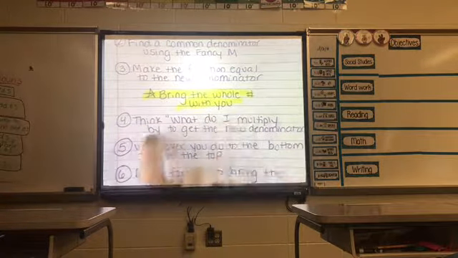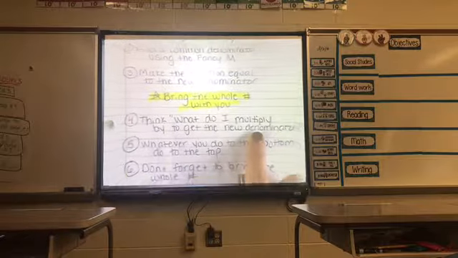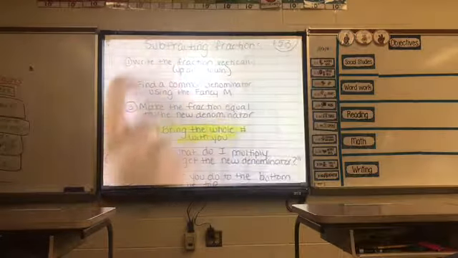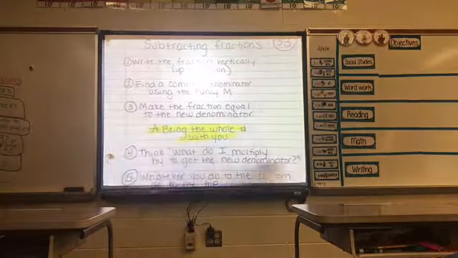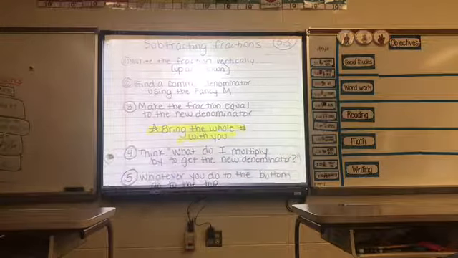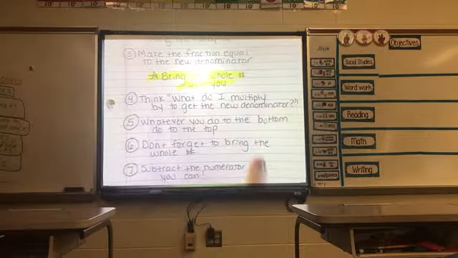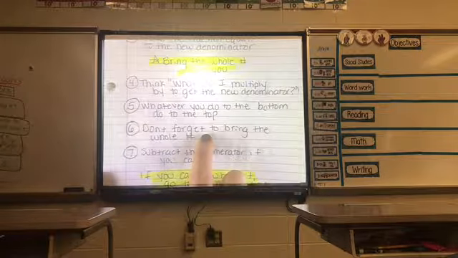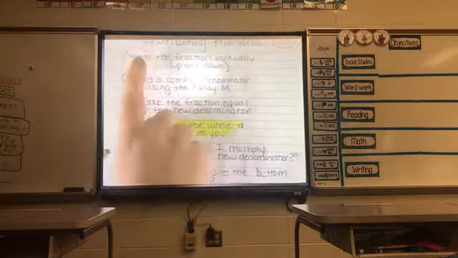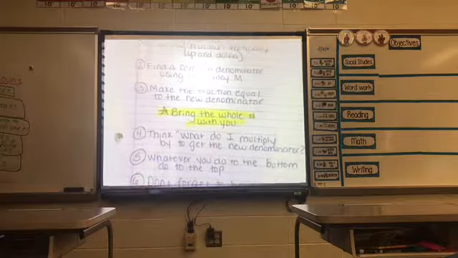Think, what do I multiply by to get the new denominator? So far, all of these steps are the exact same as adding fractions. Remember, whatever you do to that denominator, you need to do to the top, and don't forget to bring the whole number with you. So steps number 1 through 6 are actually all the same.